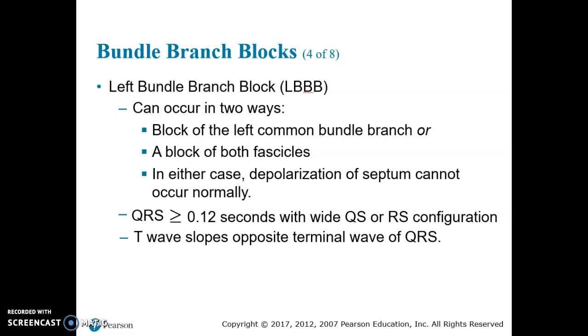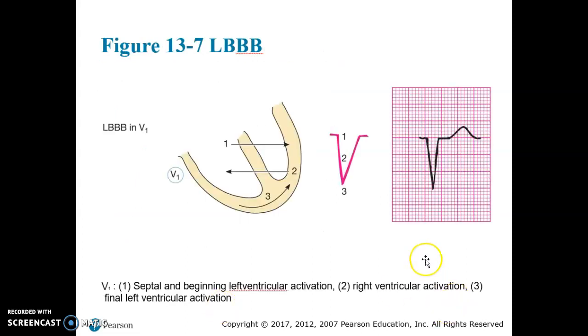So we're going to have, again, a wide QRS, 0.12 or greater. And then you're going to see that wide QS or RS configuration. And the T wave, again, slopes opposite. So let's put that criteria into spectrum here.